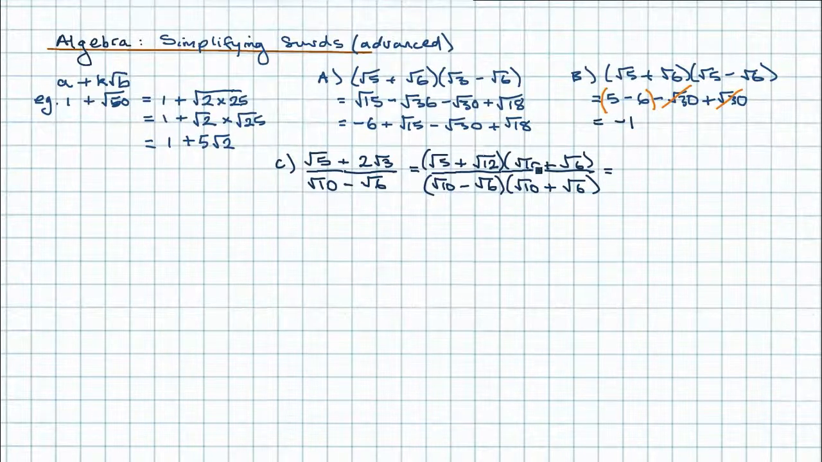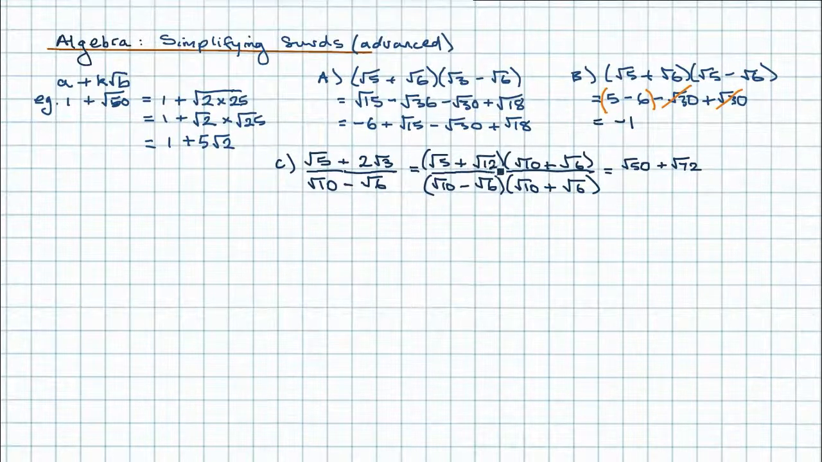So now what we do again is FOIL it. So let's FOIL the numerator first. So we've got root 5 times root 10, which is going to give us root 50. So root 50 is our first term. Our last is going to be root 6 times 12, so 72. So root 72.